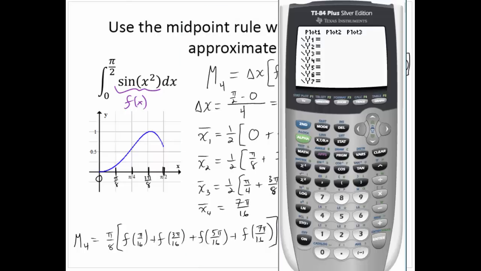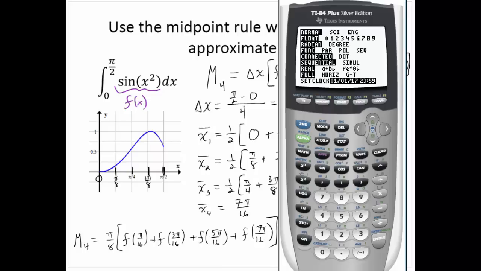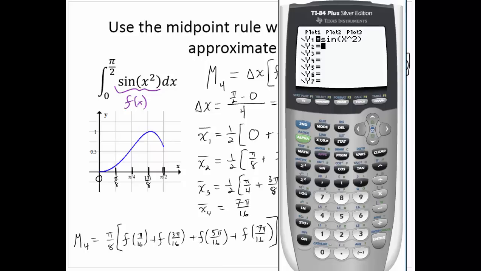Now if you're on the TI-83 or 84, you can use a similar process. It's just a little bit tougher to get there. So let me check my mode. I am in radian mode, that's important. In my Y equals screen, sine of X squared. Alright, now I'll go back to the home screen. And now to call up the Y1, it's a little tougher. I have to go through the variables button, go over to the Y variables, hit enter on function, and hit enter on the Y1.